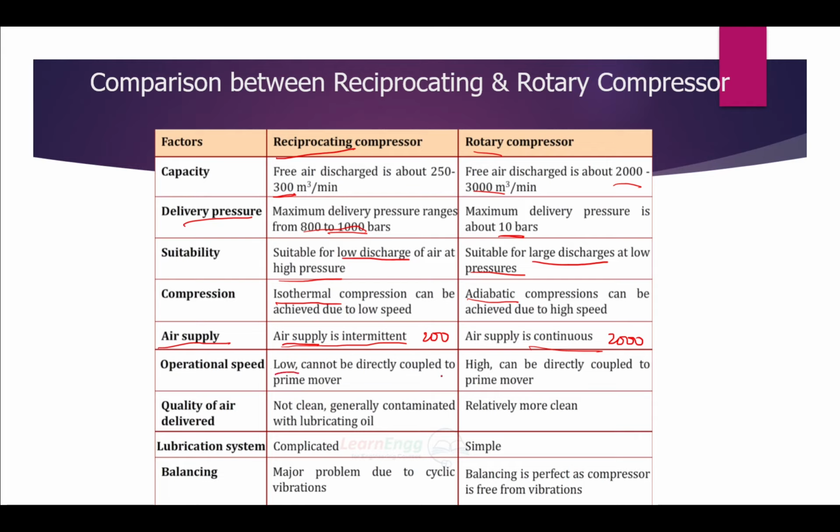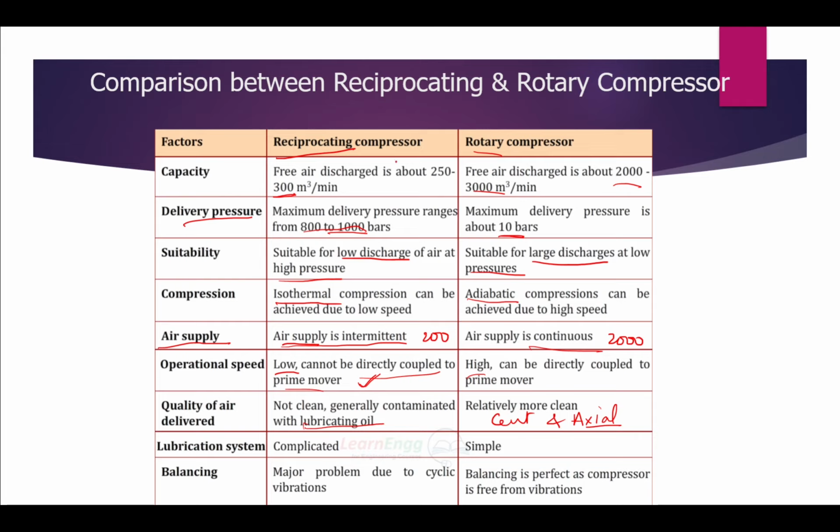Operation speed is low for reciprocating and high for rotary. It can be directly coupled to a prime mover, but you need a flywheel to meet the fluctuations of the compressor. Here lubricating oil is required, and the air is exposed to the lubricating oil, whereas in rotary compressors, like centrifugal and axial, there will be no problem of lubricating oil contamination.